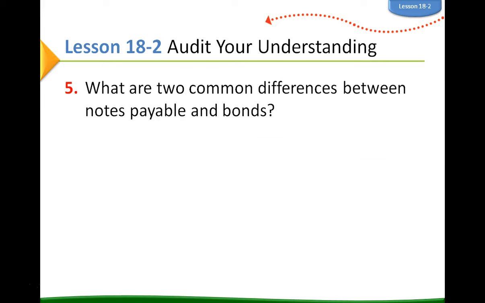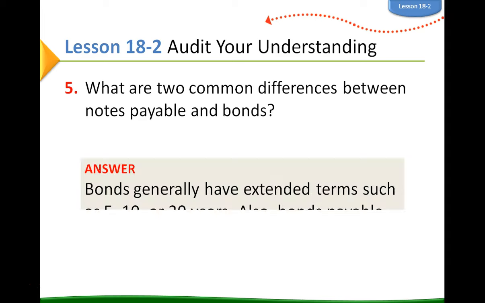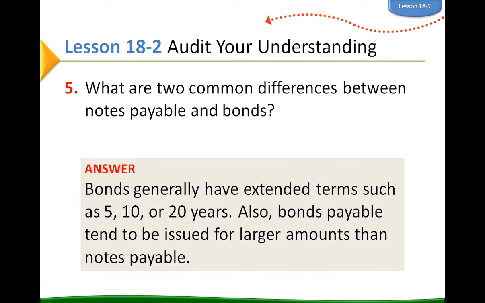What are two common differences between notes payable and bonds? Bonds generally have extended terms, such as 5, 10, or 20 years. Also, bonds payable tend to be issued for larger amounts than notes payable. And that's it.